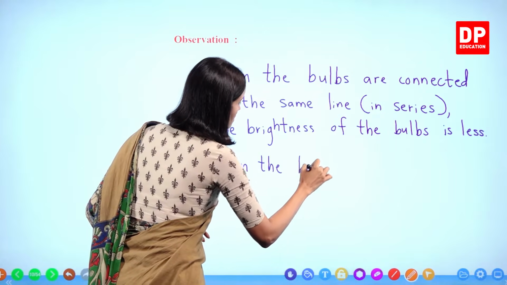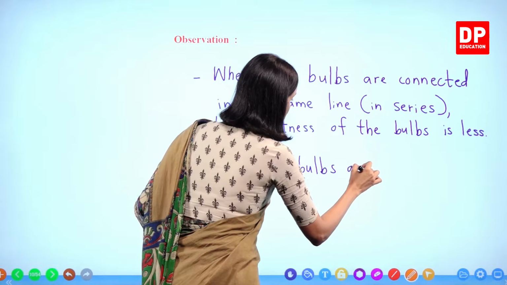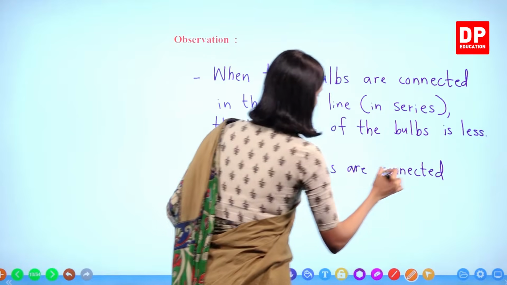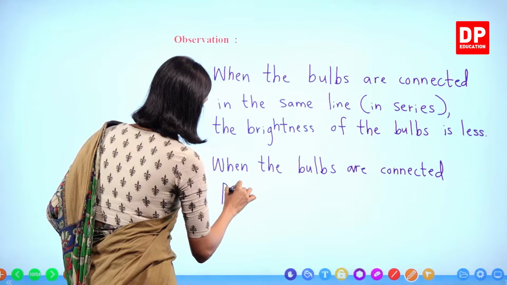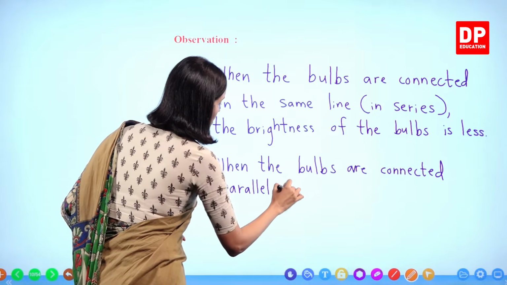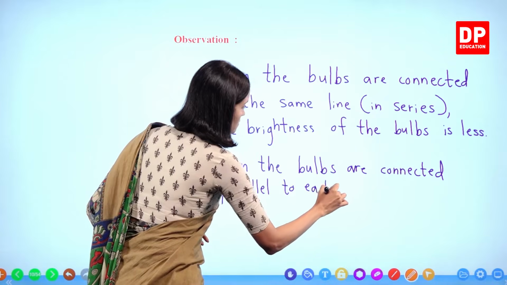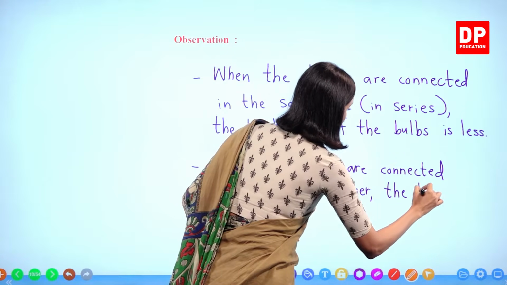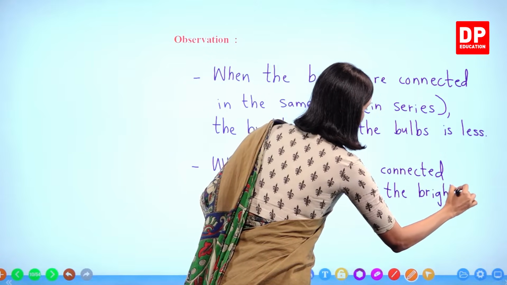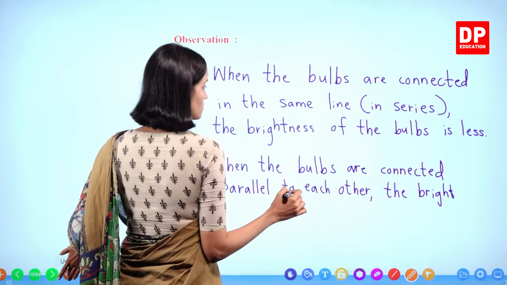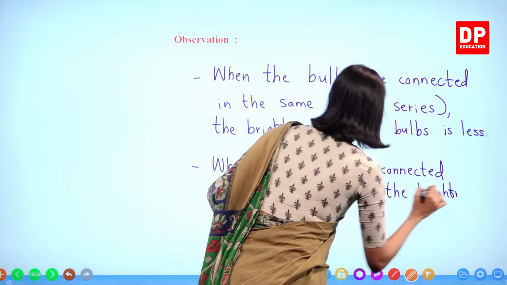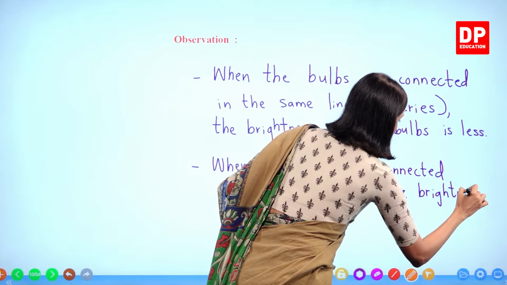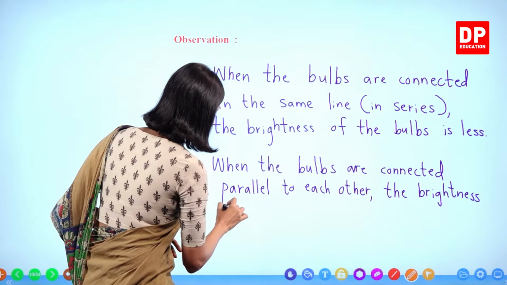When the bulbs are connected parallel to each other, the brightness increases. The brightness increases.